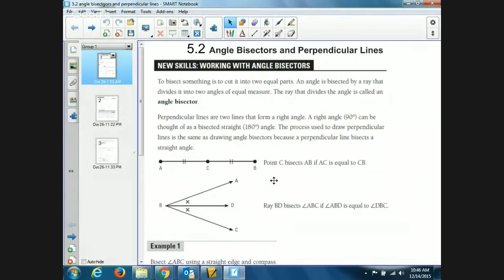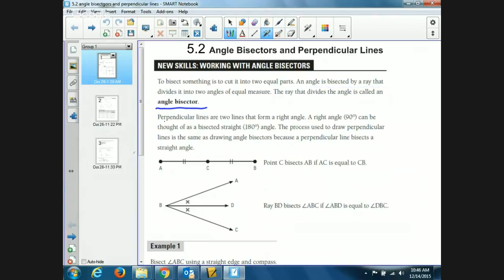Hopefully this is recording. 5.2 is angle bisectors and perpendicular lines. Let's go through some vocabulary then. Bisectors. To bisect something is to cut it into two equal parts. Bi meaning two. An angle is bisected by a ray that divides it into two angles of equal measure. More about that later. The ray that divides it is called the angle bisector.